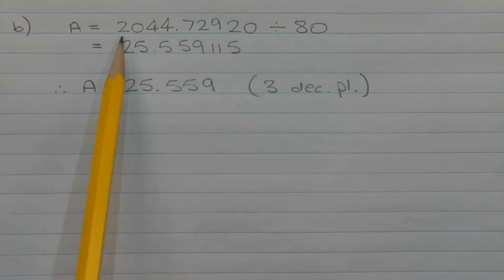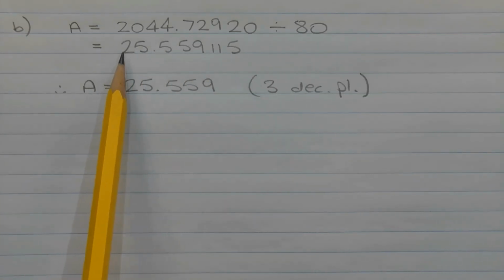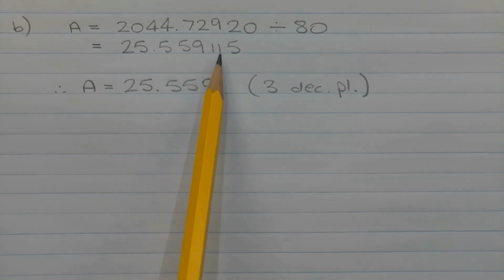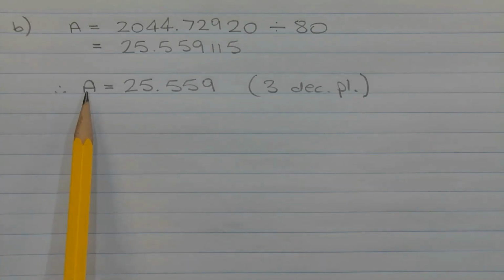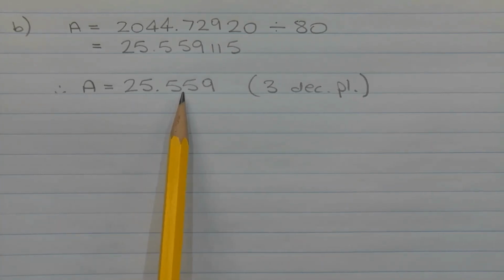25.559115. How we can interpret this value is if we deposit $1 per month over 24 months at 0.5% per month, compound interest, the future value of that would be 25.559115, or $25.56 correct to the nearest cent. Therefore, A is equal to 25.559 correct to 3 decimal places.